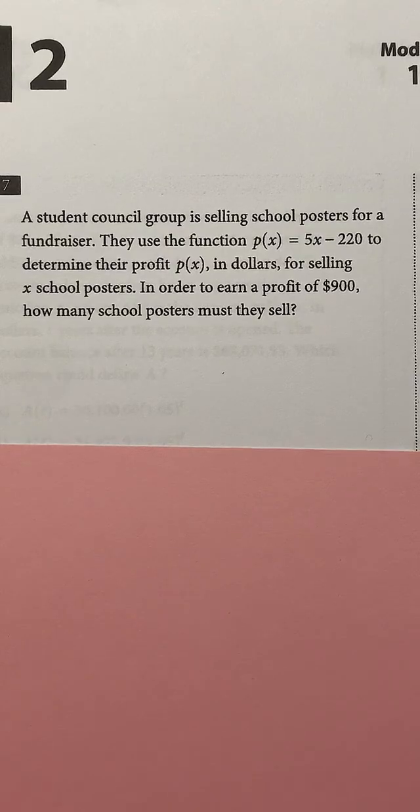A student council group is selling school posters for a fundraiser. They use the function P of X equals 5X minus 220 to determine their profit, which is the P of X in dollars, for selling X school posters. In order to earn a profit of $900, how many school posters must they sell? Okay, so the P of X is your profit, the money, the moolah. Your X is the school posters. So how many school posters must they sell?